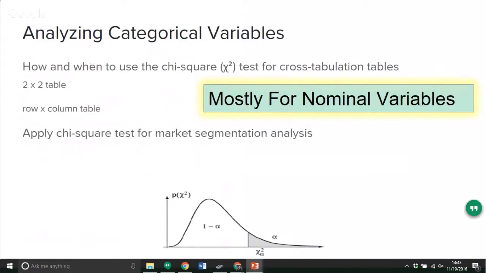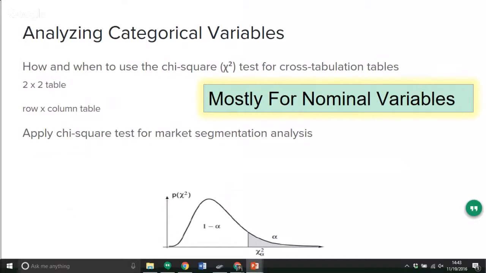So let's go back for a second here. When we're analyzing categorical variables, we're using the chi-square test for crosstabs tables, we're using it for contingency tables, and we can use it for a number of reasons when we're doing categorical variables. One way of using chi-square is to make market segmentation.